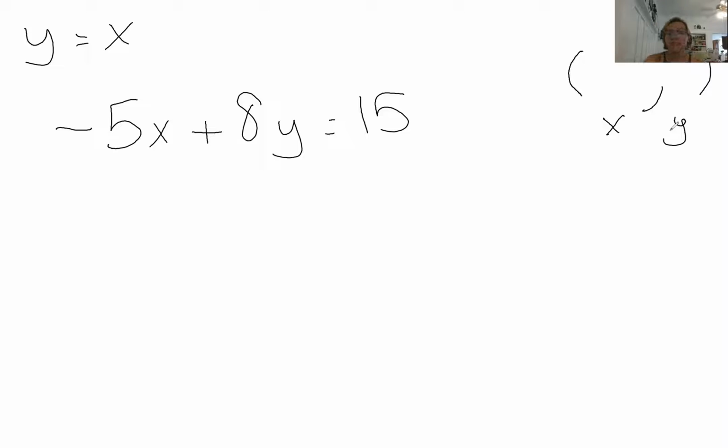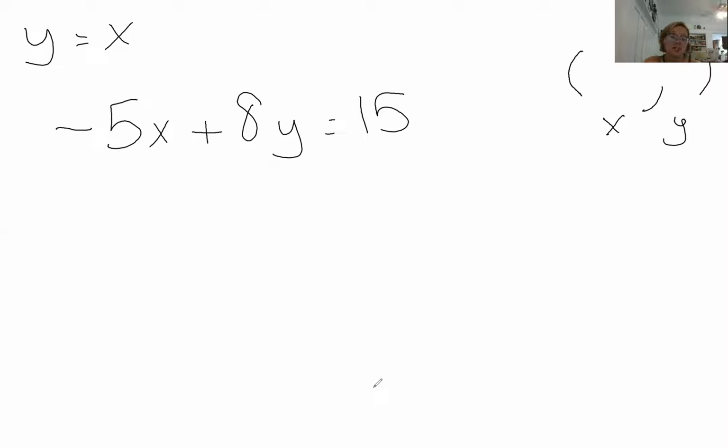Looking at the two equations that they've given us, they tell me first that y is equal to x. So any number I put in for y is exactly the same as x. If y is 1, x is 1. If y is 2, x is 2, okay? The second equation says that negative 5x plus 8y is going to equal 15. Our goal is to figure out what x and y values make this statement true, okay?